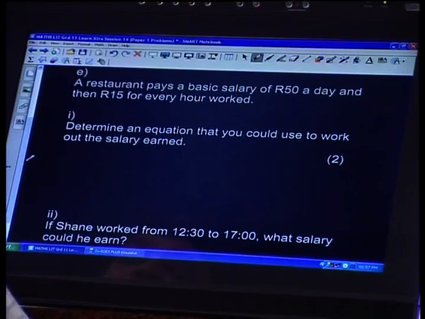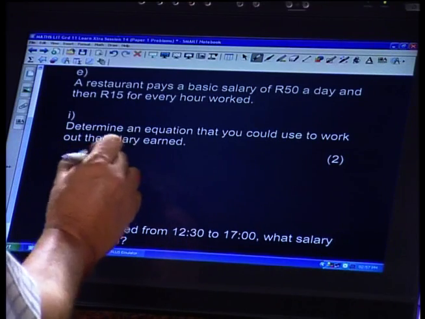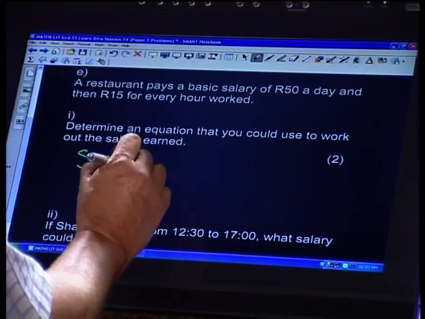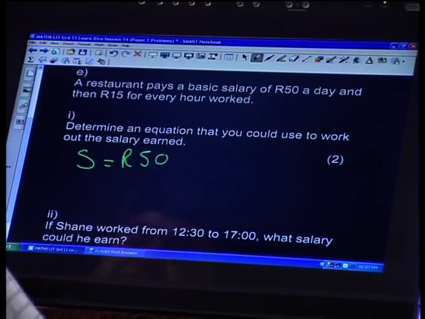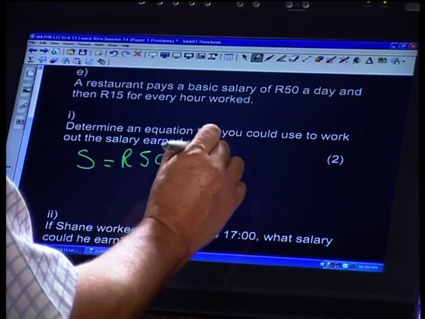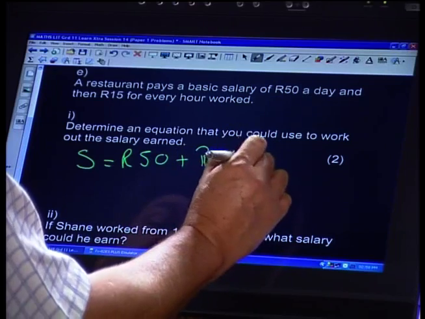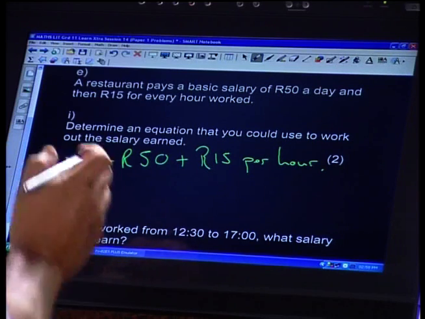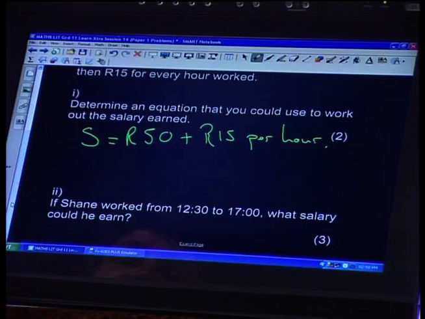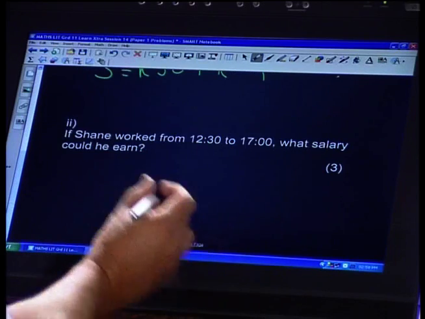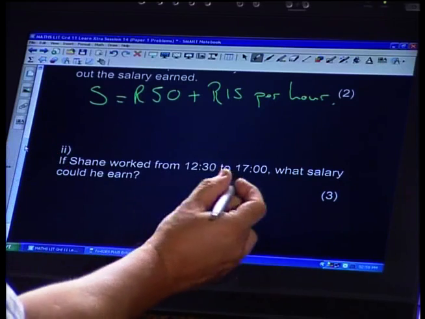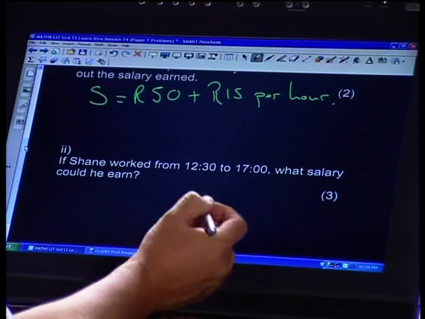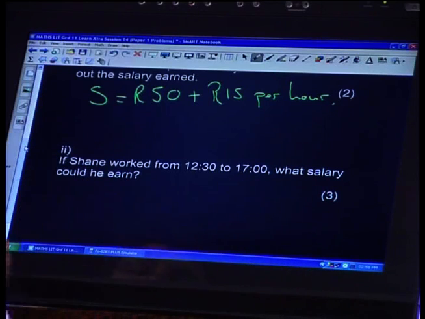Well, that's fantastic. Now, determine an equation that you could use to work out the salary earned. So, my salary is going to be what? Well, it's going to be 50 Rand upfront plus a further 15 Rand per hour. Sure, that wasn't hard, and it was 2 marks. Next question. If Shane worked from 12:30 to 1700, what salary could he earn?